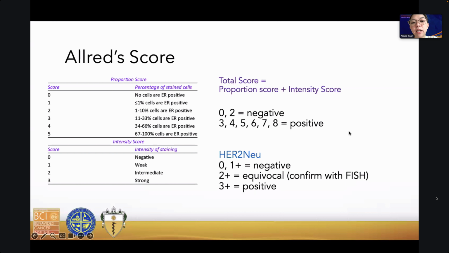So sometimes the cases will not indicate if it's estrogen receptor positive or negative. Nakalagay lang Allred score. Or yung HER2/neu, it won't indicate if it's positive or negative. Nakalagay lang din yung score. So you have to know this.